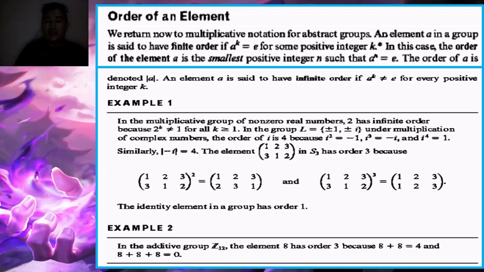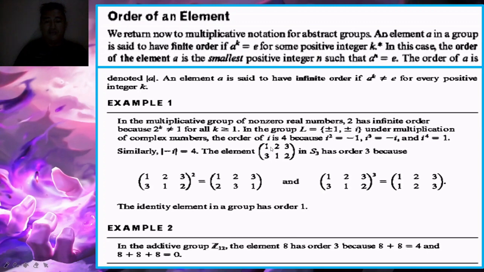The order of i is 4, because i squared is negative 1, i cubed is negative i, and i to the 4 is equal to 1, the identity. Okay. Similarly, the order of negative i is also equal to 4.